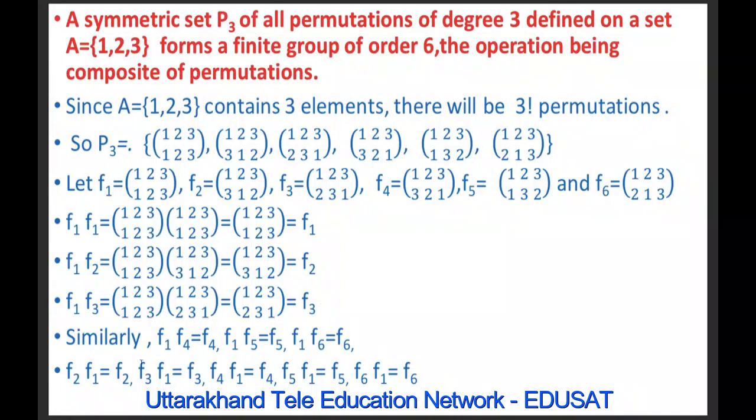Similarly, we can write F1 F4 equal to F4, F1 F5 equal to F5, F1 F6 equal to F6, F2 F1 equal to F2, F3 F1 equal to F3, F4 F1 equal to F4, F5 F1 equal to F5, F6 F1 equal to F6. So when we operate the identity transformation on any transformation, the resulting transformation is the same.